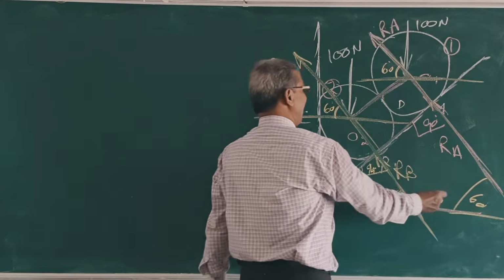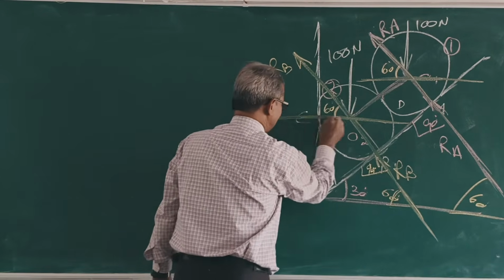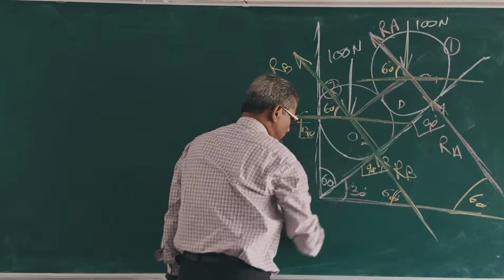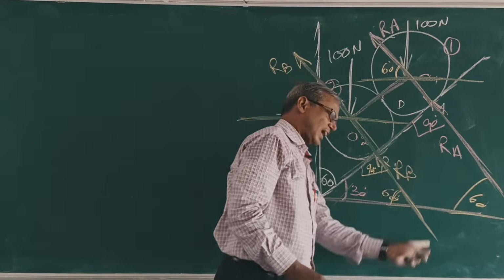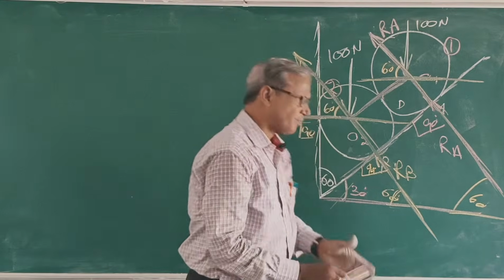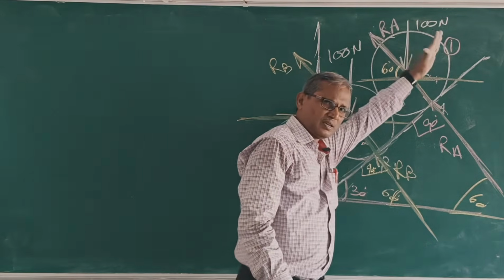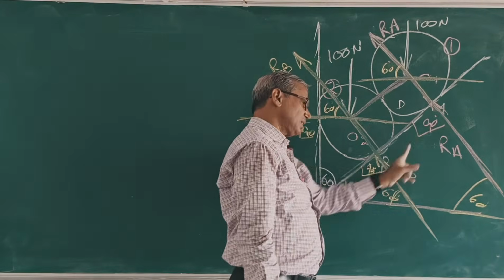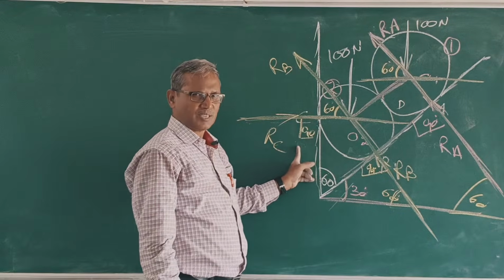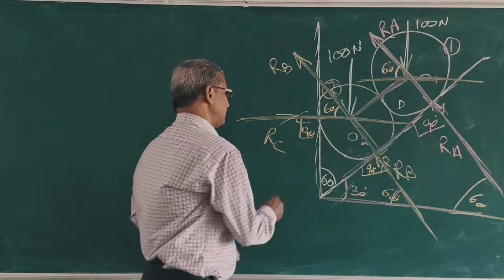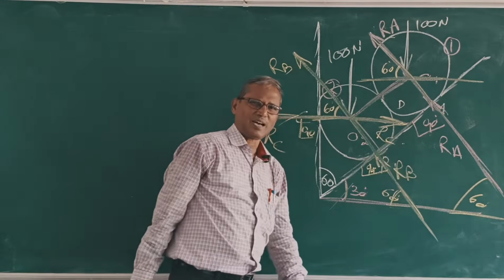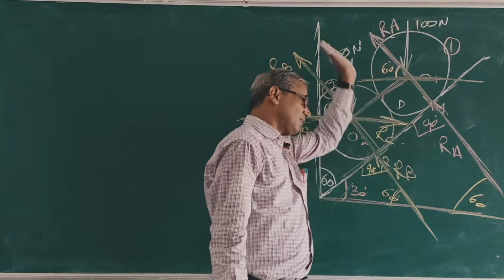RA, RB, this is RC, at 90 degrees. This force RB is normal to the plane. Plane normal, 90 degrees. This is 90 degrees, this is also 90 degrees. So this is RC. This is RA, RB, RC.